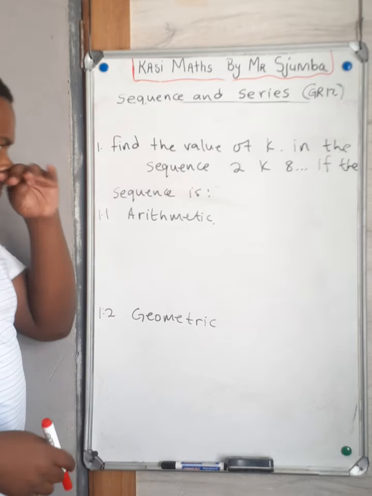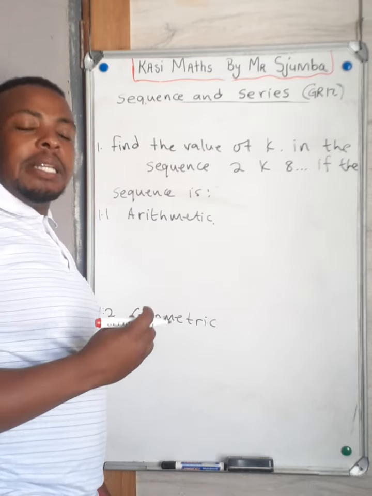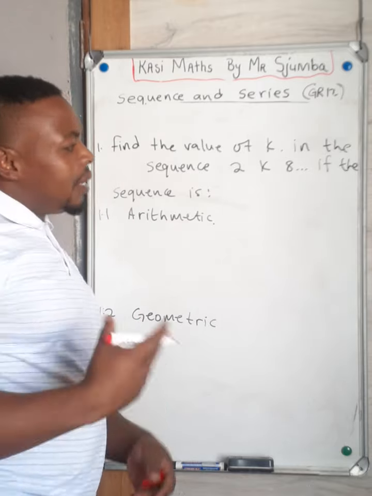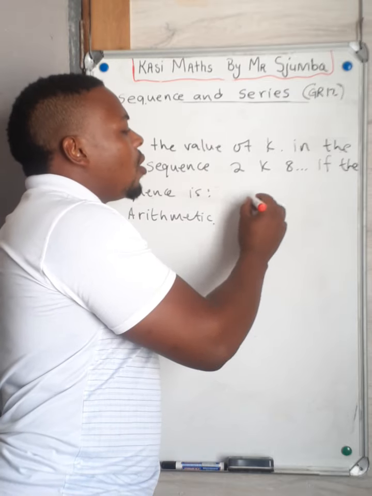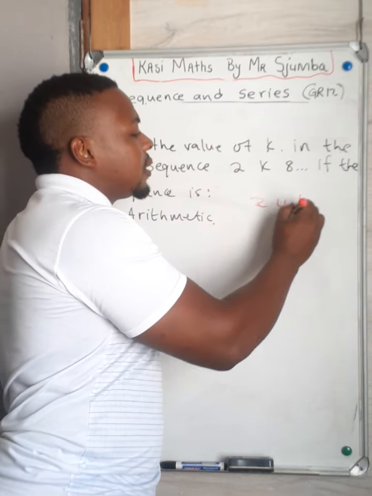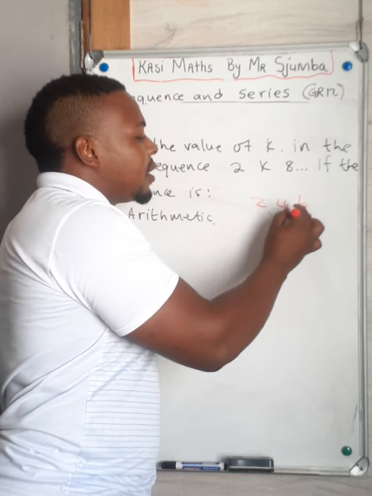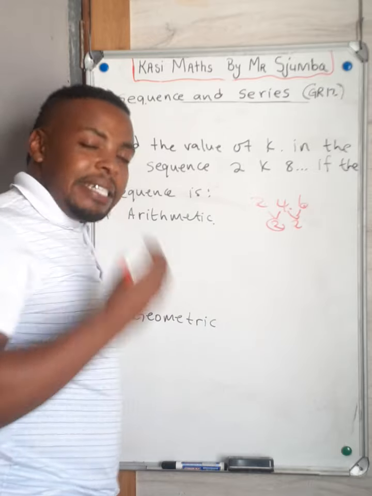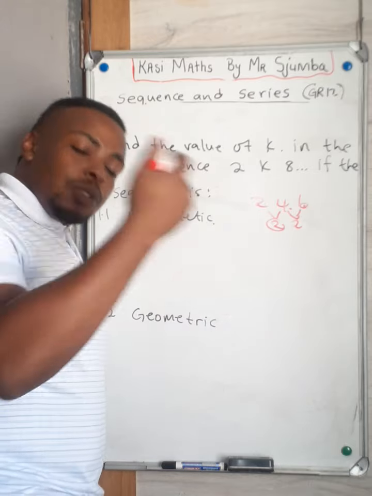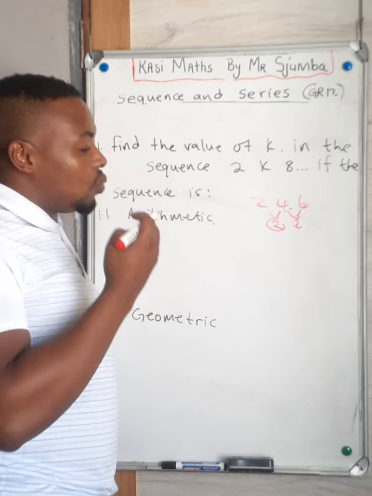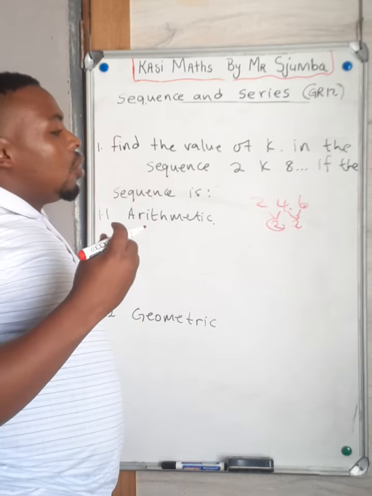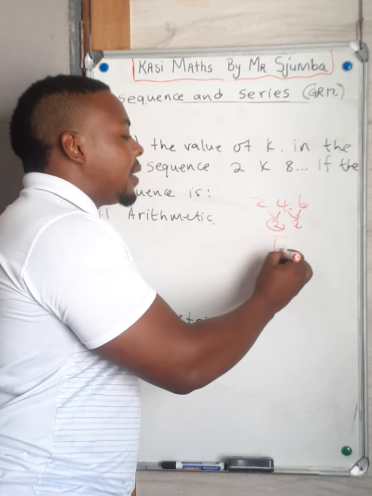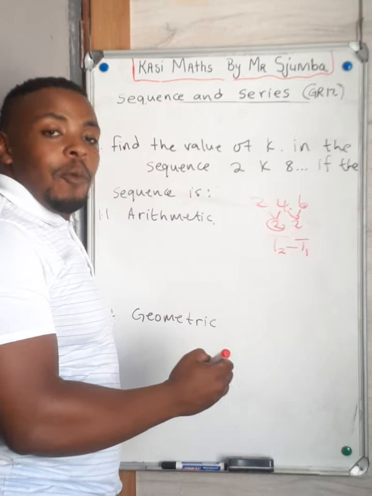If the series is arithmetic, it means it has a common first difference. The first difference is the answer you get from subtraction. If we have 2, 4, 6, the first difference is 4 minus 2, which is 2, and 6 minus 4, which is 2. You subtract 2 from 4 and get the difference, 2. So for arithmetic, we take term 2 and subtract term 1.